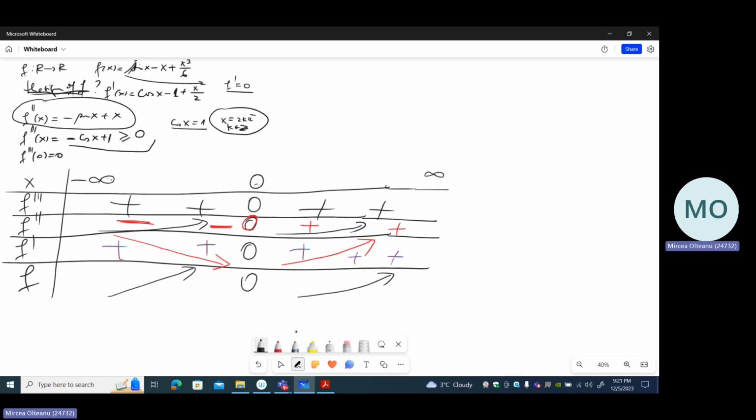So consequently the function will be negative on the interval minus infinity, 0 and positive on the interval 0, infinity. So we obtained in this way the sign of the function sine of x minus x plus x cubed over 6. This is how we can use the derivatives to obtain results of this type. Okay.